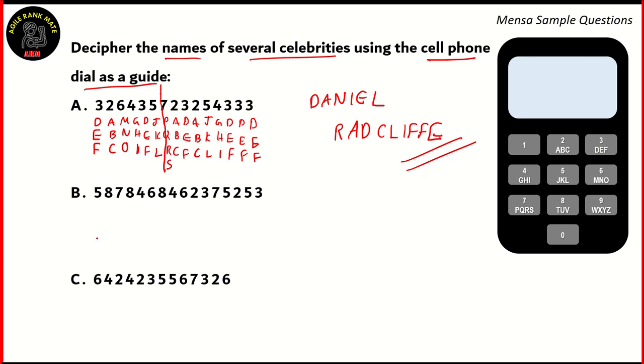Now, let's go to B, and we'll use the same methodology in order to get our answer. So 5 stands for J, K, L.